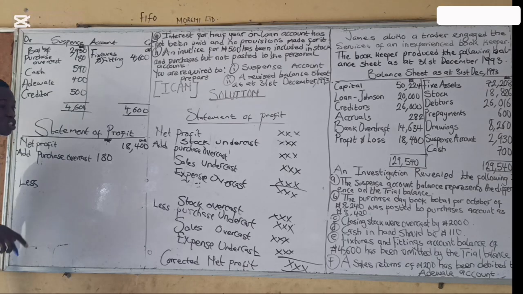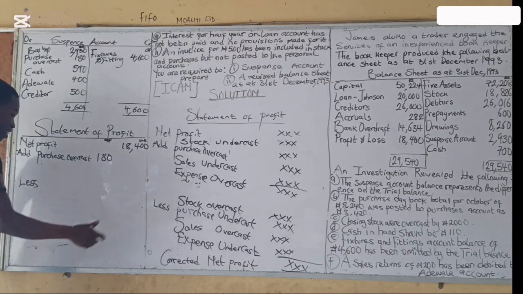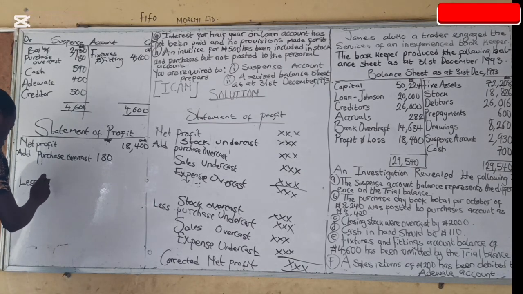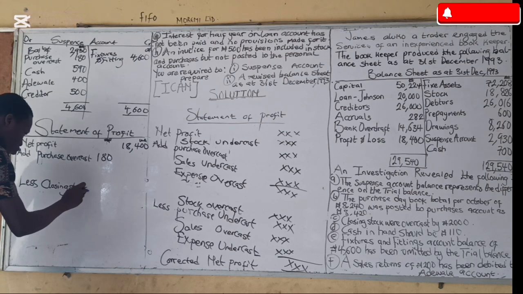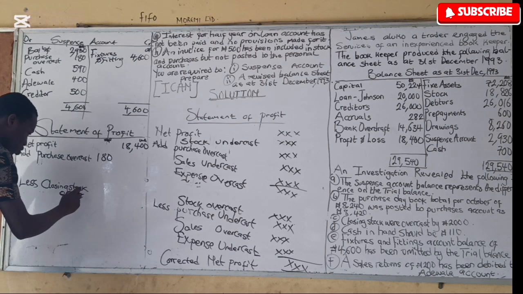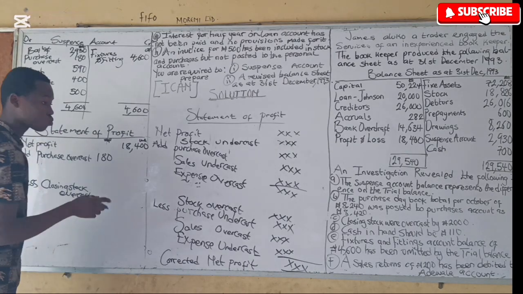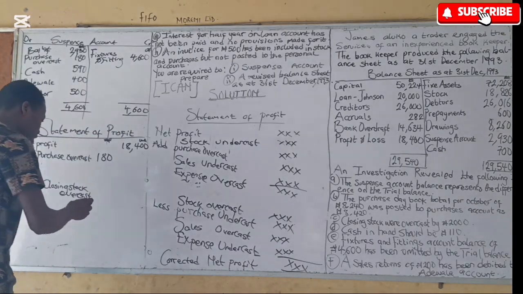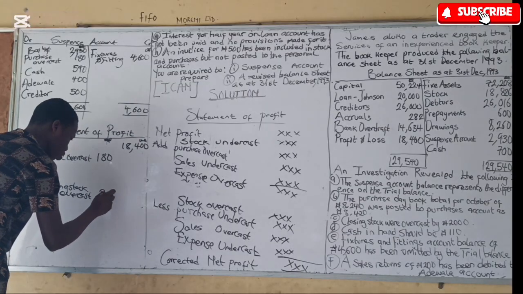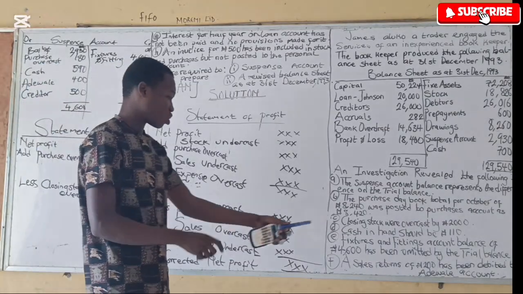In our question, we have closing stock overcast. What I said the other time. So for closing stock overcast, we are going to subtract it, which is how much? We have 2,000 there. So we are getting 2,000 there.